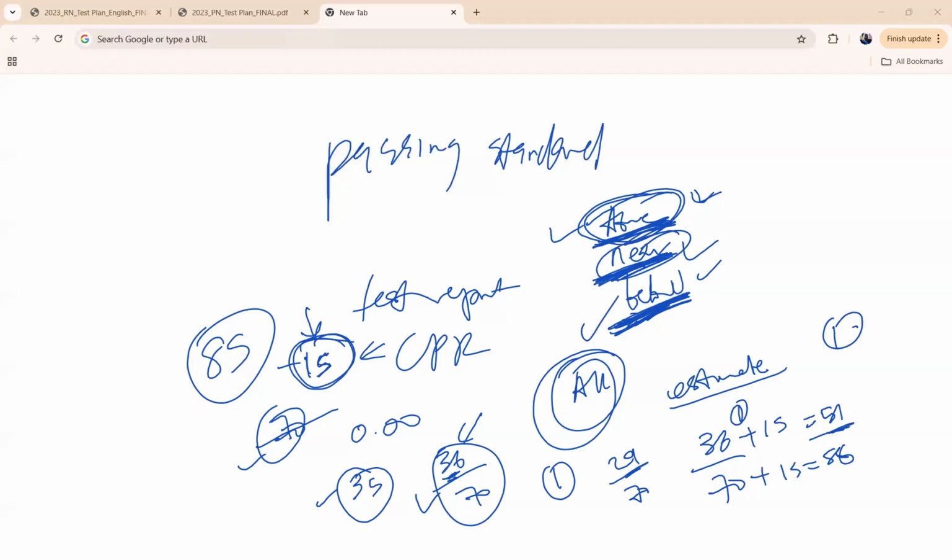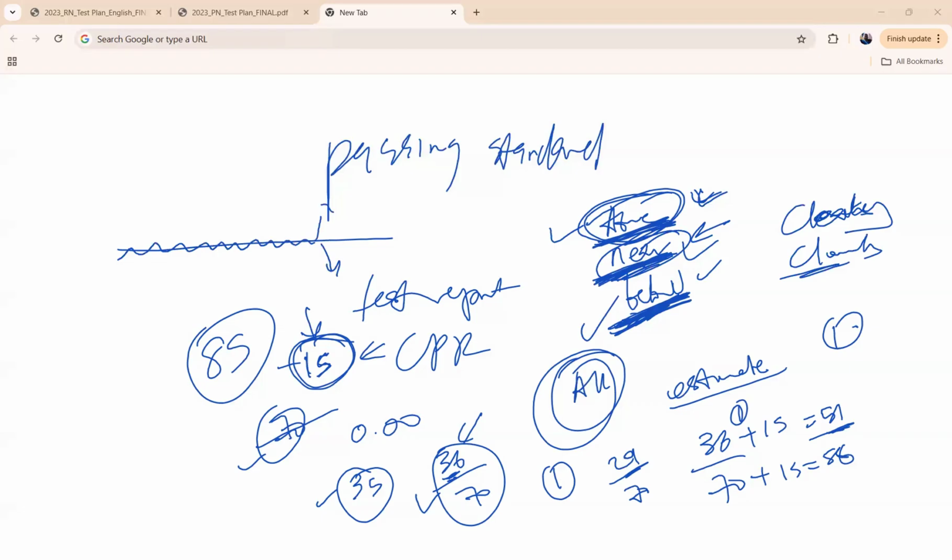And we also have near, because above and below should be enough, but NCLEX is including near. The reason why is that even if you want to be above the passing standard, NCLEX wants you to be clearly above the passing standard. Now, below, you should be clearly below the passing standard as well. So near, maybe this is your passing standard line, and you are just like this. So you are near the passing standard, you are not clearly above, you are not clearly below. Right. So that's how the NCLEX works.